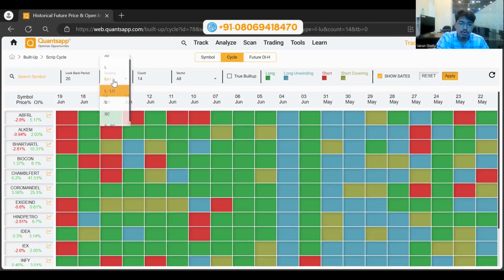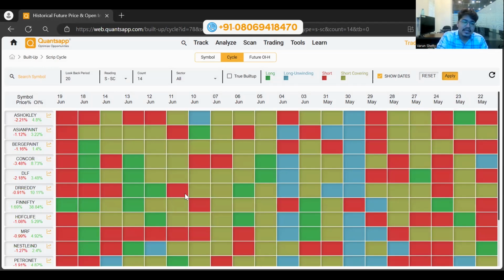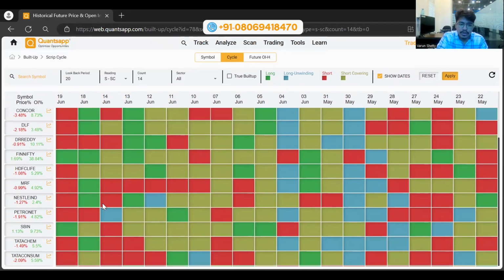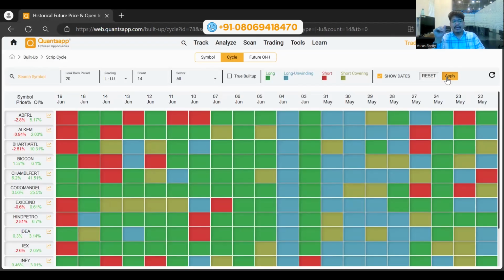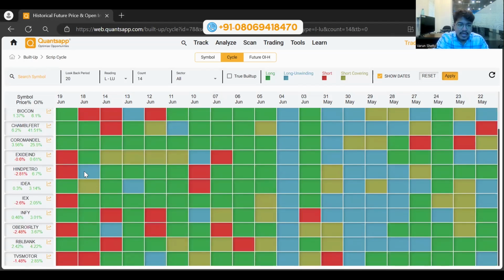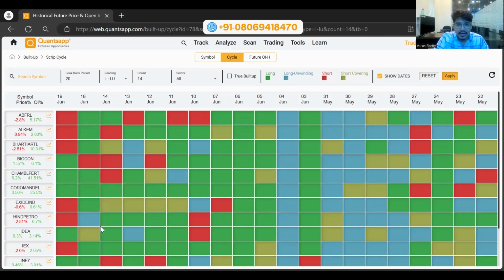Similarly, you can just go to short and short covering as well. You can apply that short and short covering. See, these are the stocks that are following a short and short covering trend. So generally what I like to use, just an example, if there is long unwinding, I will check the stocks which are currently experiencing long unwinding.